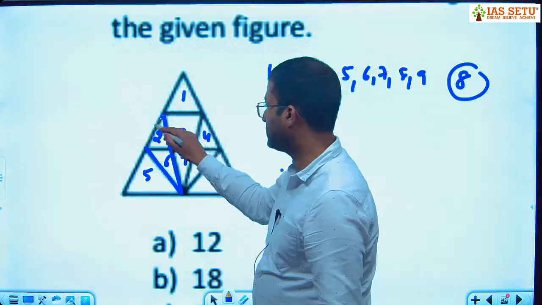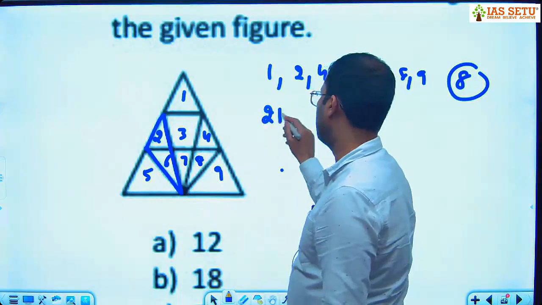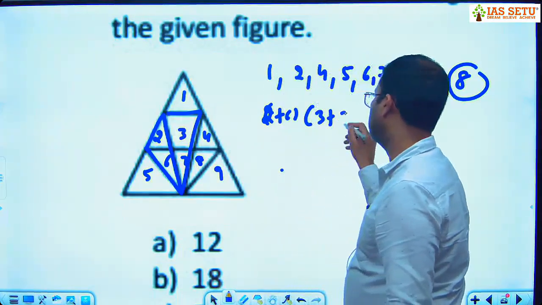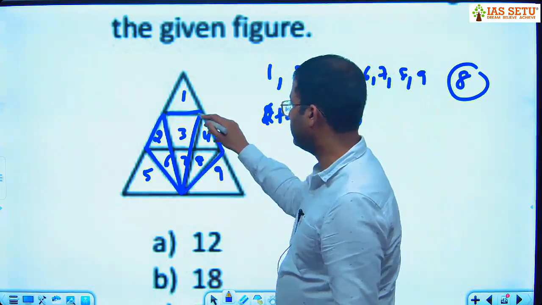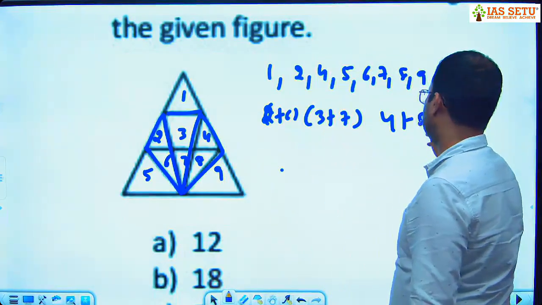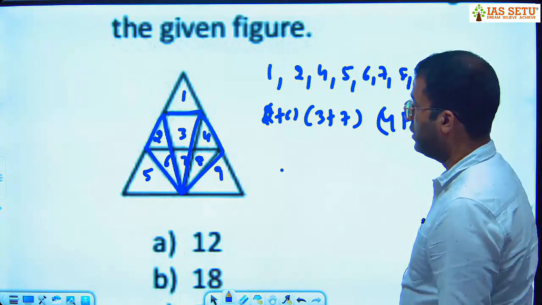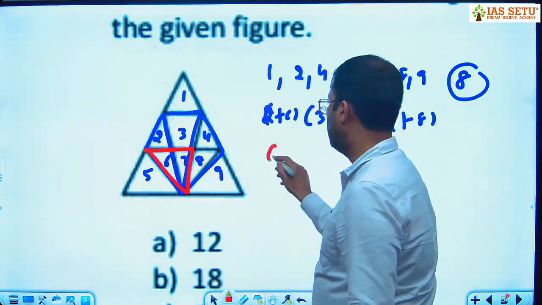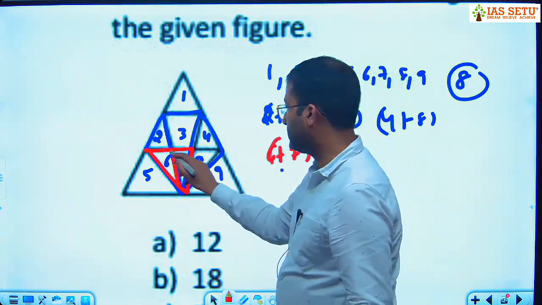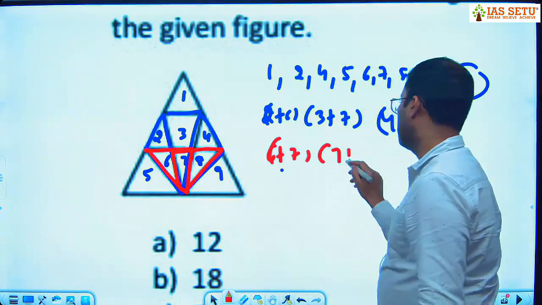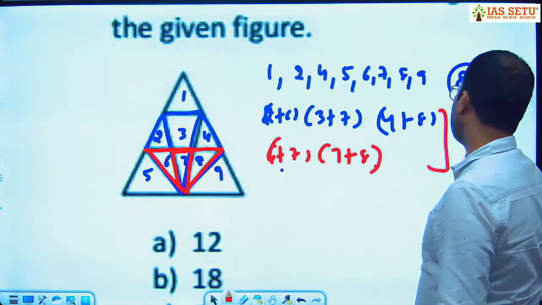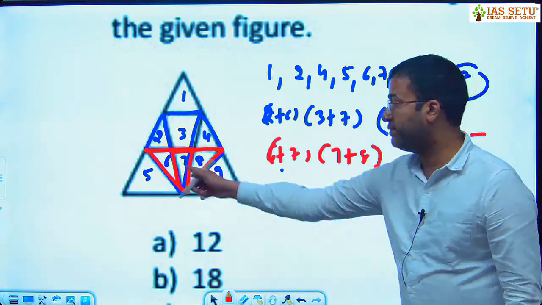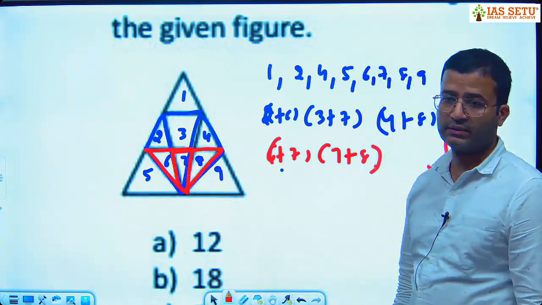2 plus 6, 3 plus 7, 4 plus 8, 6 plus 7, 7 plus 8. So we have 5 triangles when you take 2 numbers at a time. ये मिस कर जाते हैं, 6 plus 7, 7 plus 8.